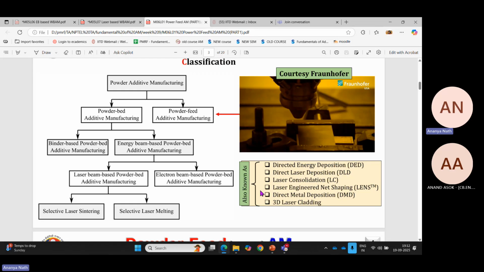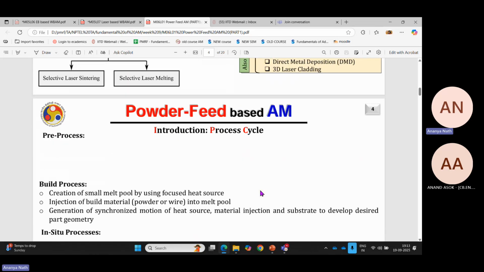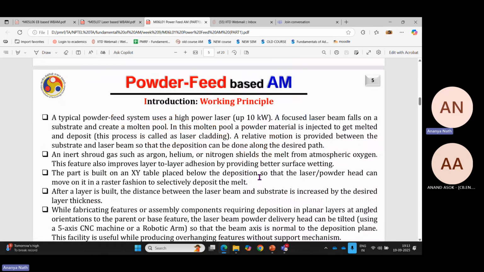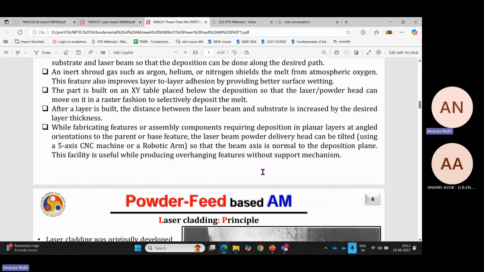So we have the ninth classification of AM, which is powder bed fusion. In that, you have laser PBF and electron beam PBF. And in case of the powder DED process, the directed energy deposition classification, you have the powder-fed laser DED process and the plasma powder-fed DED process. So one by one. First is the working principle of powder-fed DED.